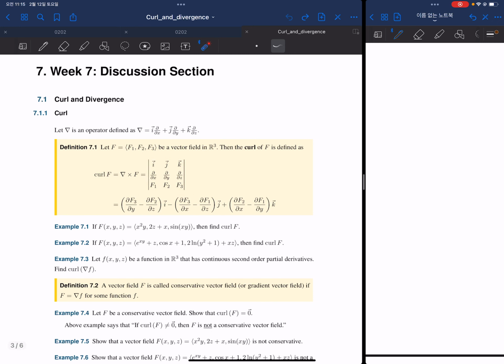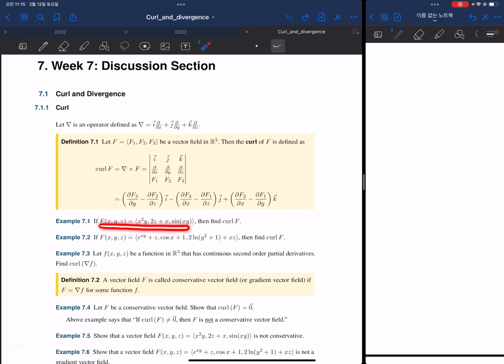matrix. Okay, so let's just try to find the curl of this function. So that's example 7.1, f is given by x squared y. Okay, so we want to find the curl of f, and we can calculate it like a ijk, ddx, ddy, ddz, and then there would be the coordinates for f: 2z plus x, and then sine xy, right?